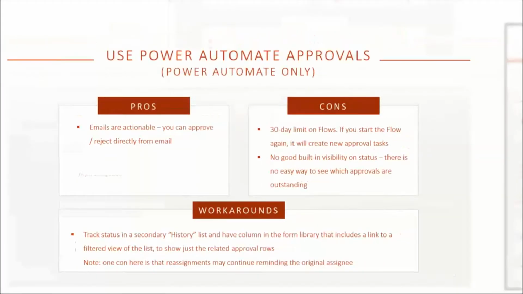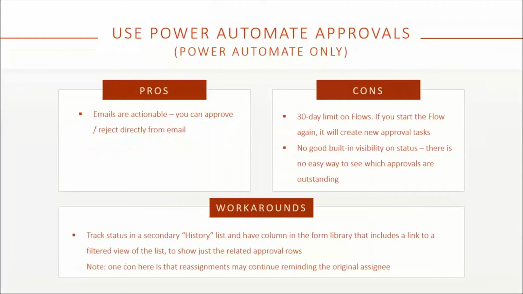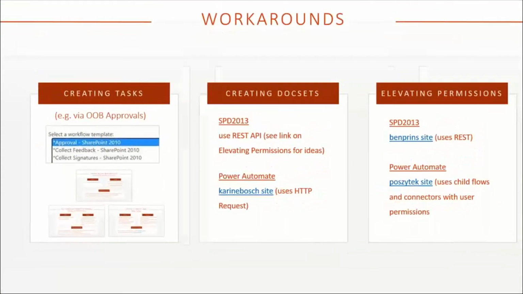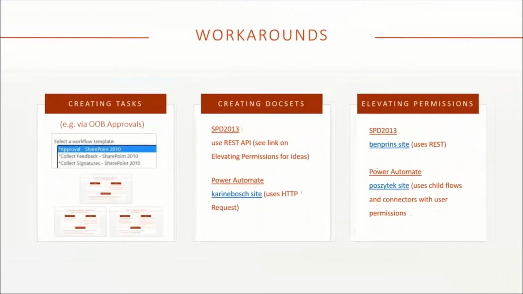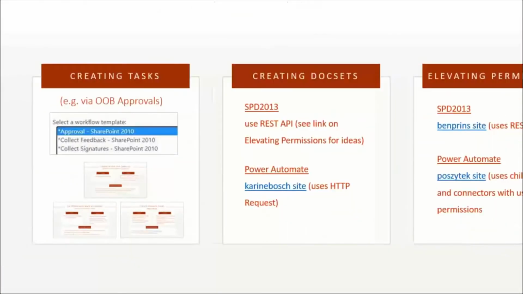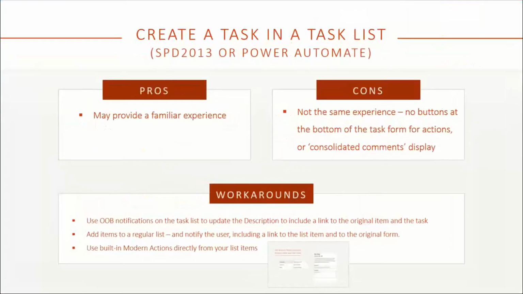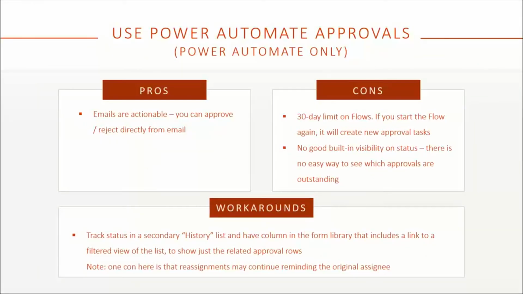So that's the first approach for creating tasks. The slides are out of order here, I apologize, but this is the planner, plans, and tasks. That's the third option when you're creating tasks. We've got the option to use Power Automate approvals, which we haven't talked about yet, and we've got the option to create a separate task list, which we already talked about. So let's talk a little bit about this third option, and that is the Power Automate approvals.